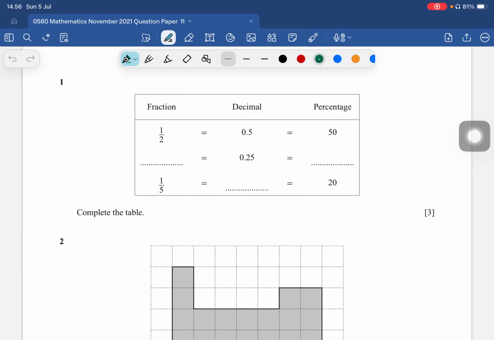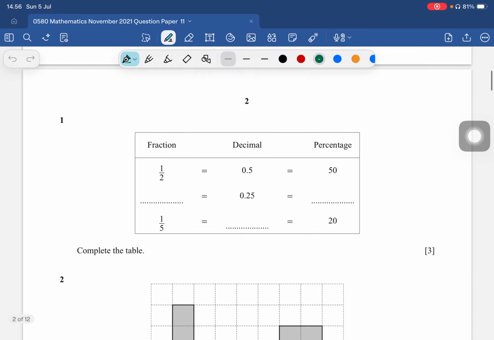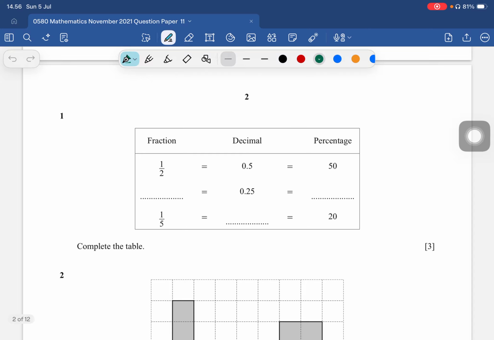Hi, in this video, I'm going to solve the past paper, November series 2021. So you've got fraction, decimal, and percentage. Here, 1 over 2 is equal to 0.5, which is equal to 50%.